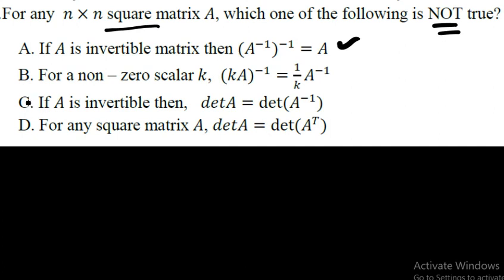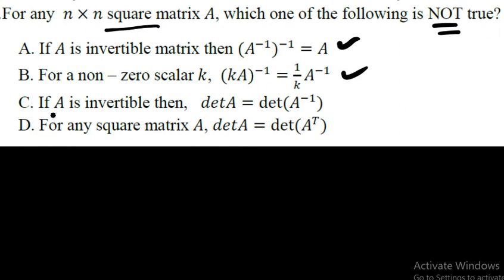That's correct. B, for any non-zero scalar k, the inverse of k times A is the same as 1 over k times A inverse. Obvious, because the power of -1 on k means 1 over k, so it will be the same.